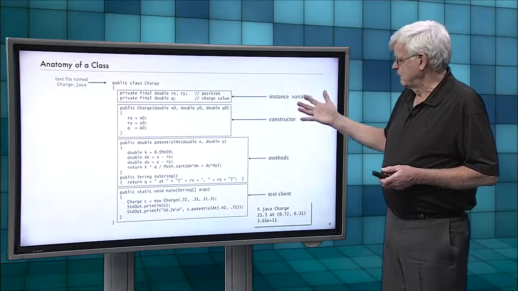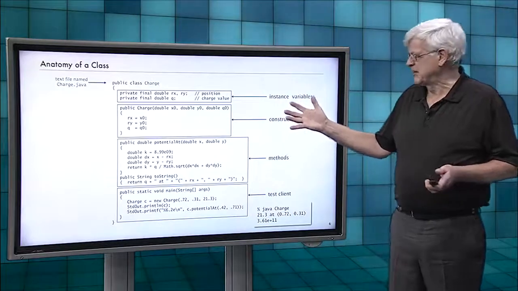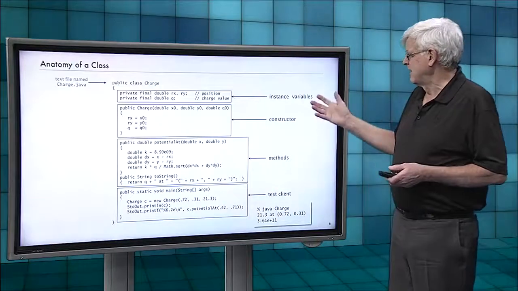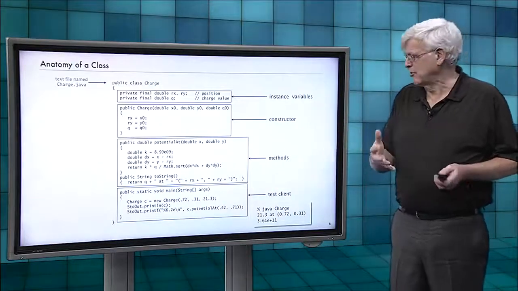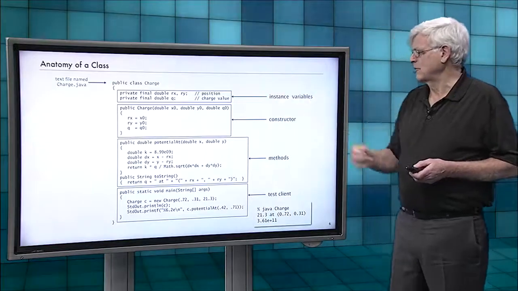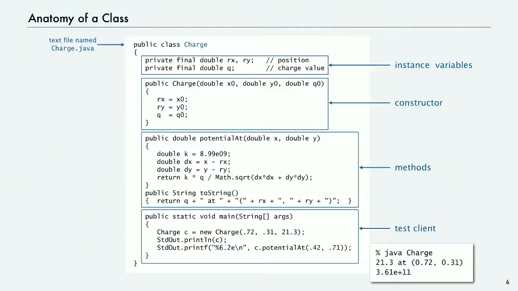Here's just an anatomy of a class with real code, and we'll look at each piece of this code in detail in just a minute. We put the whole class in a text file named Charge.java, and for the class name, we write public class and give the class name, which is going to be the same as the file name. Then inside the braces go our four components: the instance variables, the constructor, the methods, and the test client.